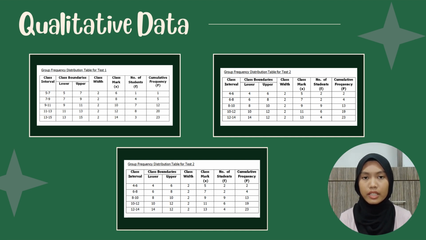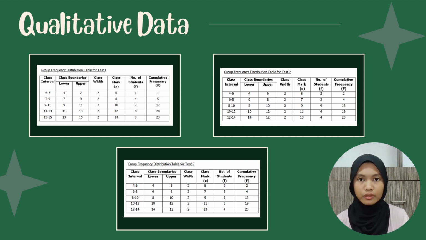Next, to calculate the class mark or midpoint, we need to add the lower class limit to the upper class limit. After that, we need to divide them by 2. Lastly, to calculate the cumulative frequency, we need to add the previous cumulative frequency to the number of students. So, this is the example for test 2 and final.